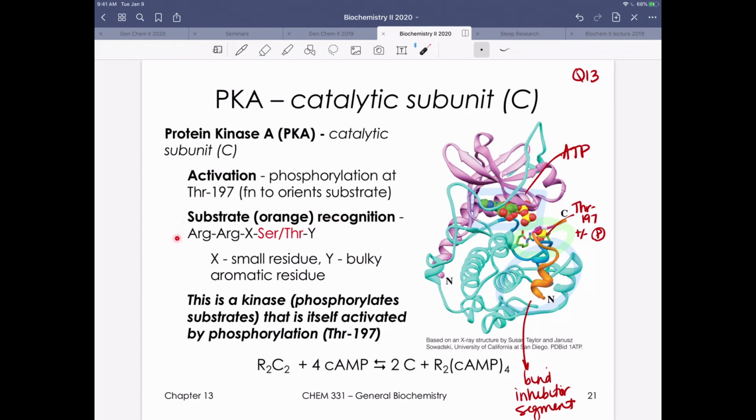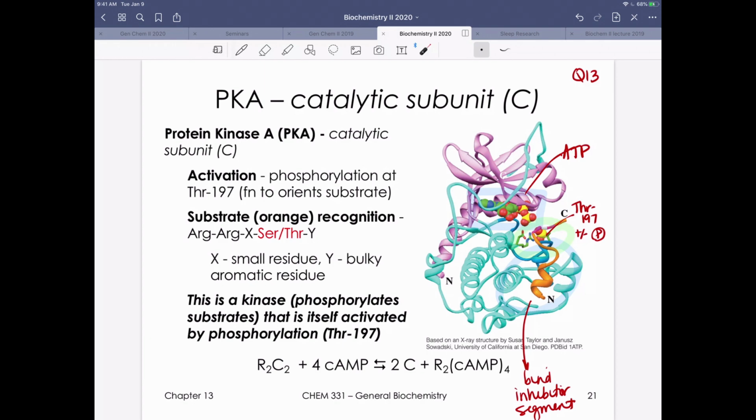So we don't need to know too much about the substrate binding recognition domain here. But I will highlight that this orange, representing where the substrate binds, is actually where the inhibitor segment on the regulatory domain will bind. So the regulatory domain, and we'll see this on the next slide, has an inhibitory domain, a competitive inhibitor on its own protein structure that will bind to this enzyme active site. And if it's bound there, that means the catalytic subunit is tied up and it can't bind anything else to phosphorylate it.